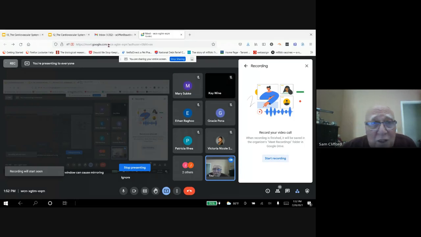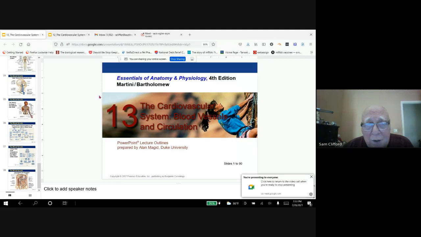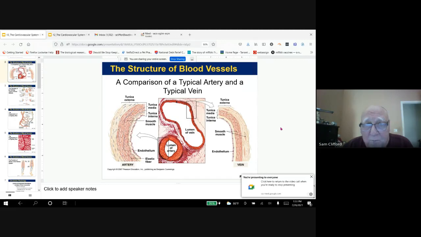Let's go to chapter 13 here, and we're going to look at blood vessels and circulation. So we have to compare veins to arteries. Arteries have a much smaller lumen. They have much more muscle, smooth muscle, around them.